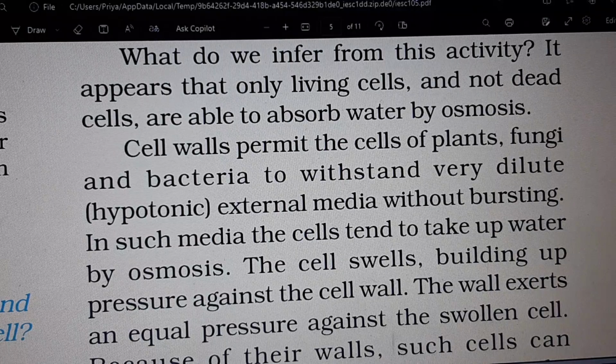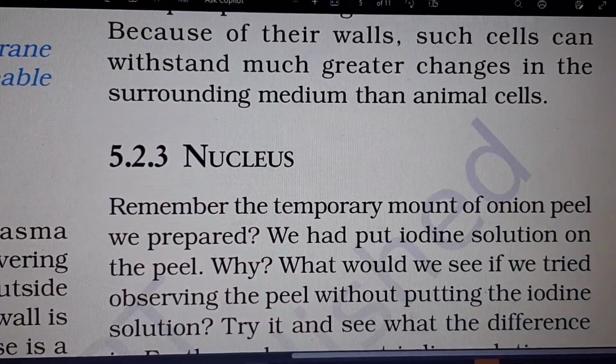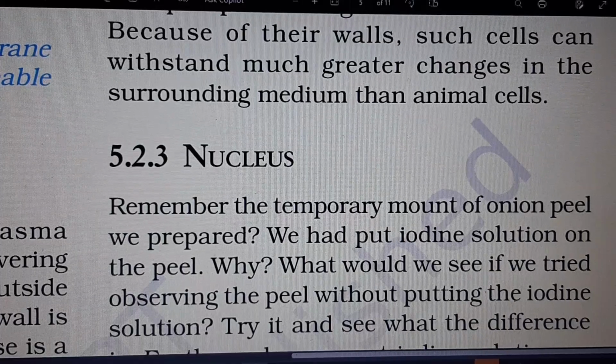Cell walls permit the cells of plants, fungi, and bacteria to withstand very dilute hypotonic external media without bursting. In such media, the cells tend to take up water by osmosis. The cell swells, building up pressure against the cell wall. The wall exerts an equal pressure against the swollen cell. Because of their walls, such cells can withstand much greater changes in the surrounding medium than animal cells.